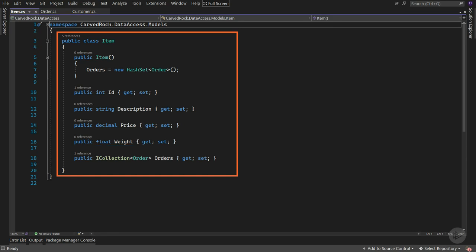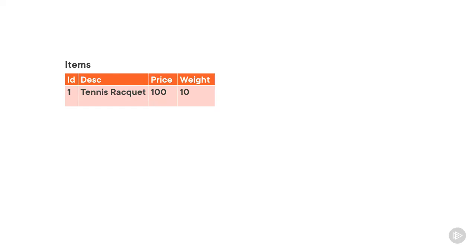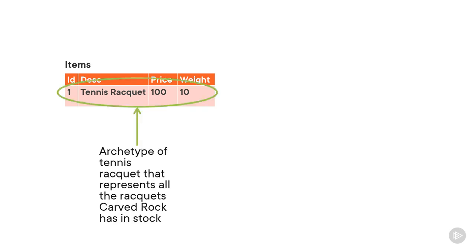Notice that in terms of the Carved Rock data model, an item is created so that it represents a type of item rather than a specific instance of an item. So imagine that Carved Rock sells tennis rackets. In our setup, the customer's order will contain an instance of the item class with a description saying tennis racket. This will simply mean that once the order is processed, any tennis racket from Carved Rock's stock can be used to fulfill the order. This will have some consequences that we'll address later on.